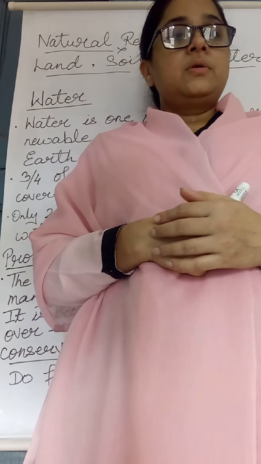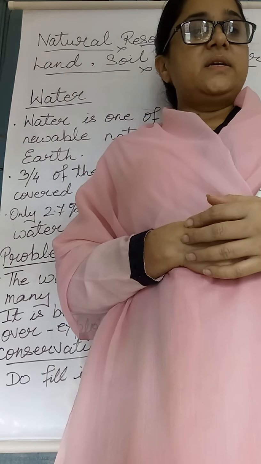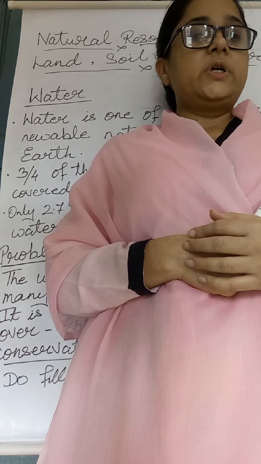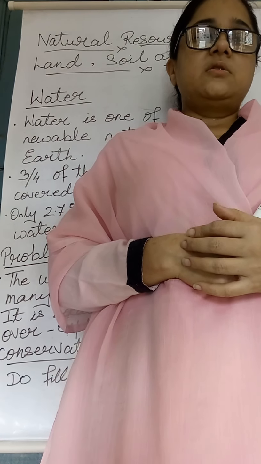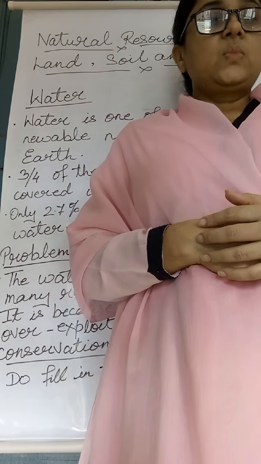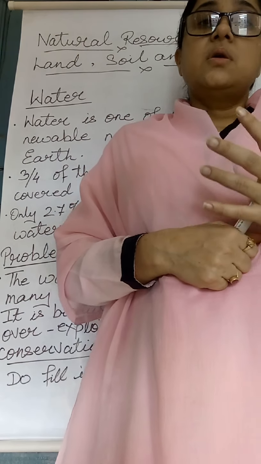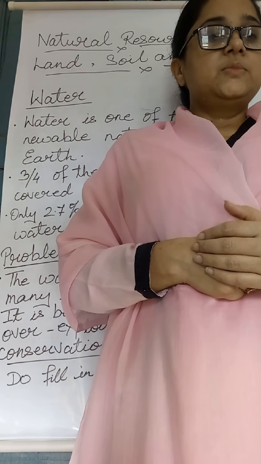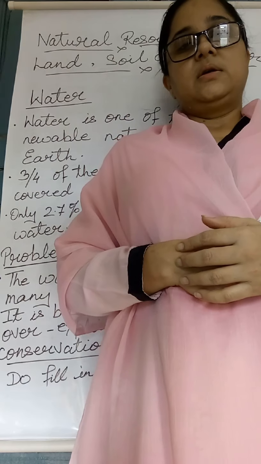Untreated or partially treated sewage, pesticides and chemical fertilizers, and industrial effluents are responsible for contamination of water. Use of this contaminated water causes serious diseases like typhoid, cholera, dysentery, diarrhea.